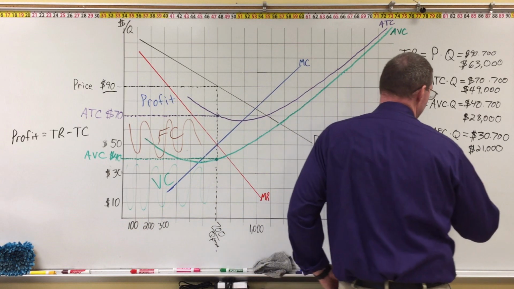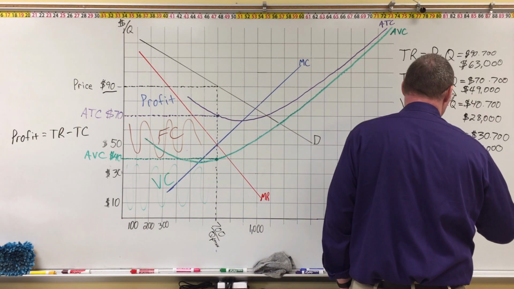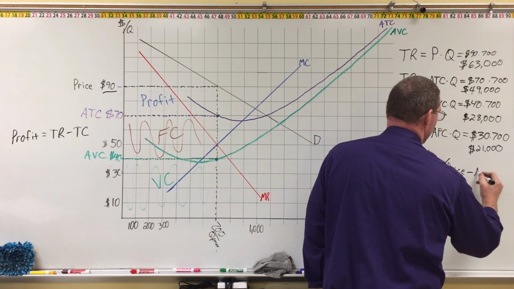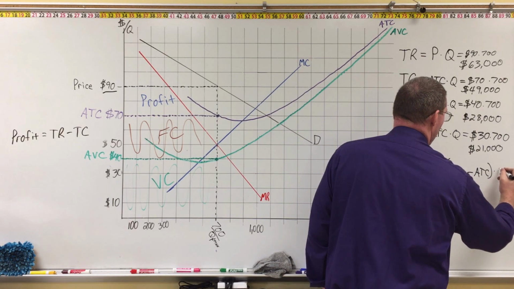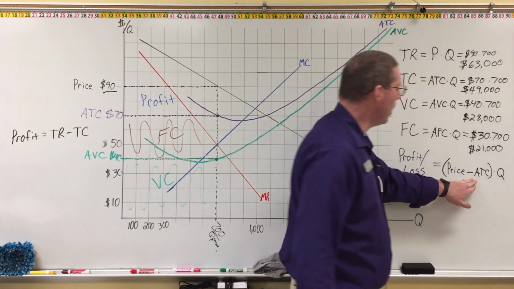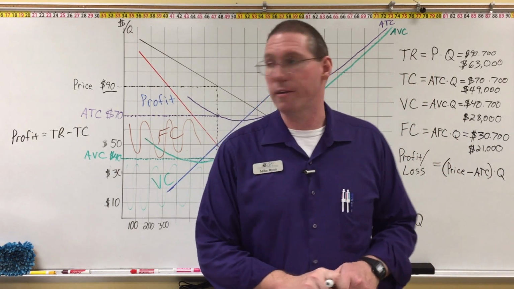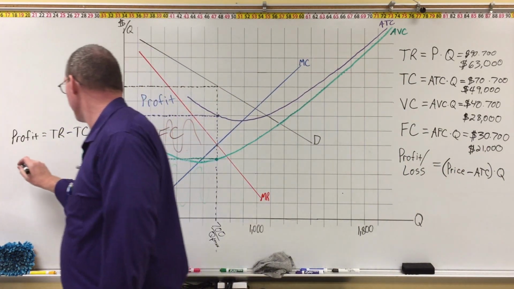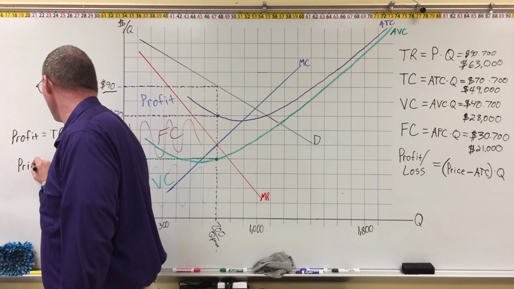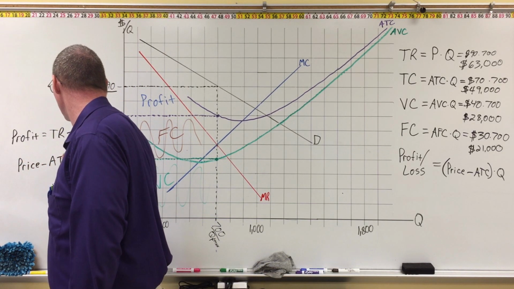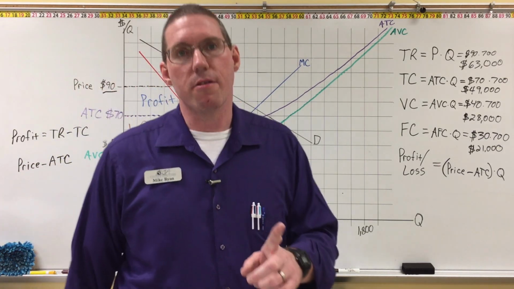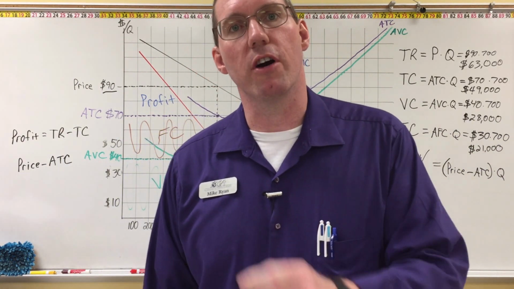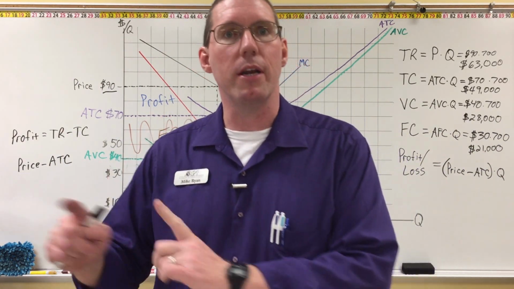So the profit and loss, here's your best way to calculate it. You want to do price minus average total cost times quantity. Now let me explain this price minus average total cost idea to you. What does it mean, price minus average total cost? Well, what is price? Price is the revenue per unit. That's how much revenue the company is receiving for every unit it sells.